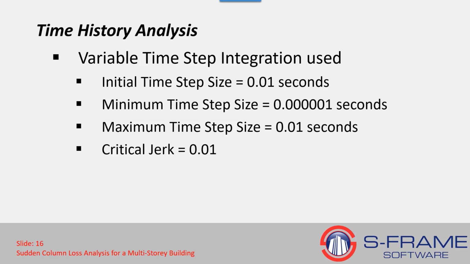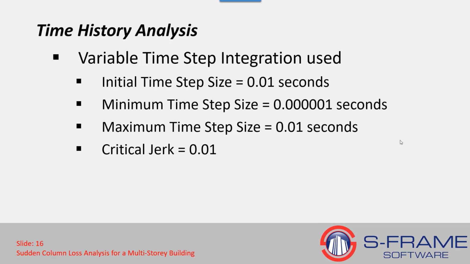For those of you who haven't used it before, in variable time step integration the critical jerk is the maximum rate of change in acceleration the algorithm allows without reducing the time step size. Essentially, what this is doing is varying the size of the time step in this window here between the maximum and minimum size to be able to represent the peaks as accurately as possible.